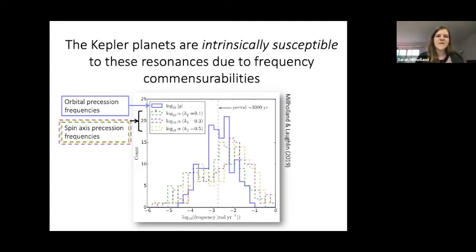That is, their typical orbital precession frequencies in the system, which I'm showing with this blue solid histogram, tend to have really similar values to the spin axis precession frequencies of the individual planets that I'm showing with these dashed histograms. So this indicates that as these systems are evolving early on and these frequencies are changing and becoming commensurable, then these systems can evolve into these secular spin-orbit resonant encounters that pump the planet obliquities. And so we think that high obliquities should be a frequent occurrence and should be important for these close-in planets.